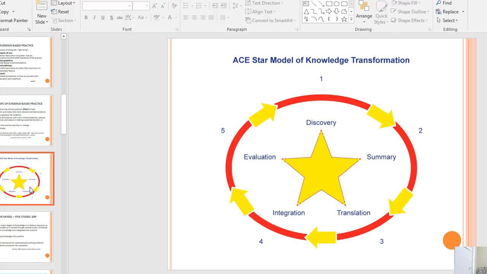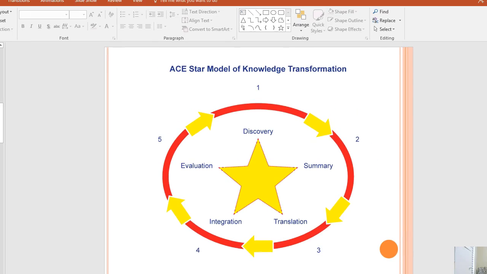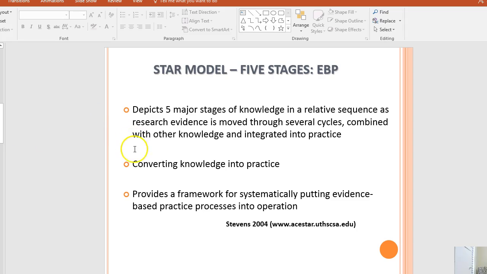Okay, now that we just had a mini class on PICO question writing, even though you probably learned all that in research, it's never too bad to remember this stuff, right? Okay, so let's talk about the A-STAR model of knowledge: discovery, summary, translation, integration, evaluation. All right, so there's 5 stages of knowledge in a relative sequence, and it moves through several cycles.